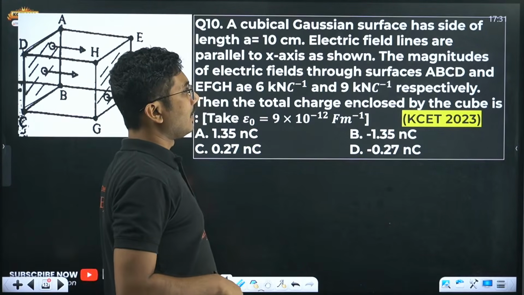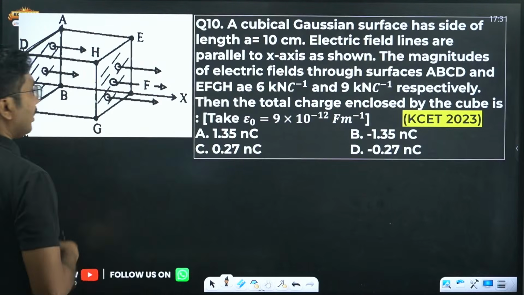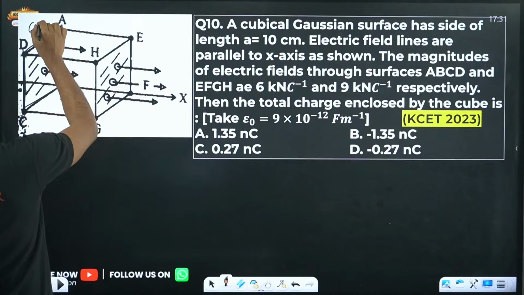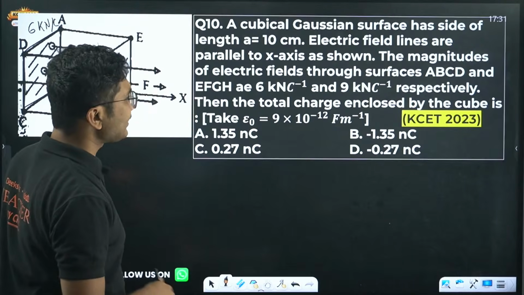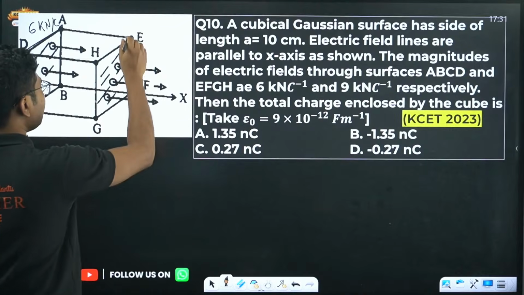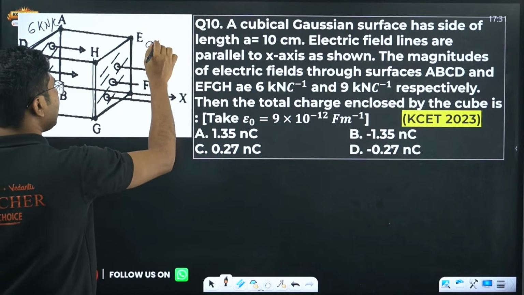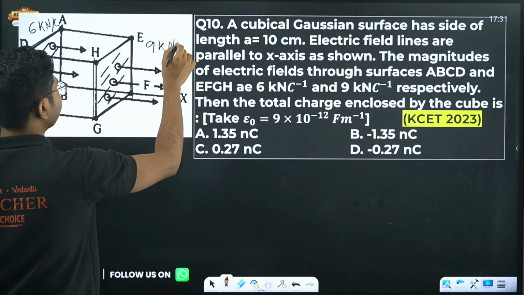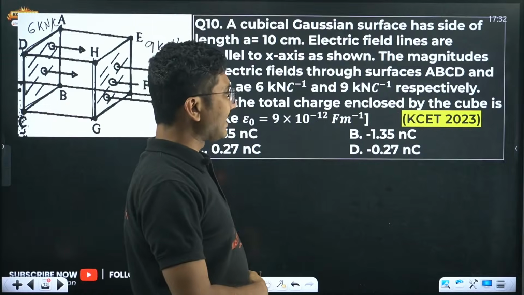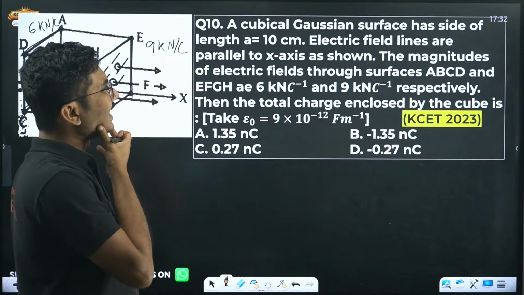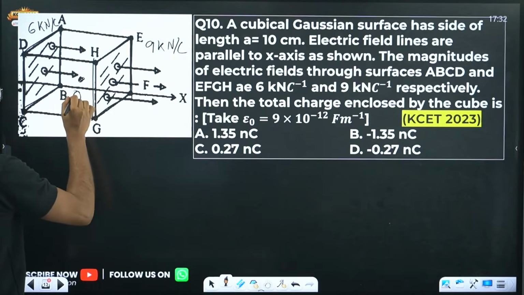The field is 6 kilonewton per coulomb, and through the surface EFGH, it is 9 kilonewton per coulomb. So electric fields are given. Respectively, find the total charge enclosed by the cube. Suppose the total charge enclosed is Q.